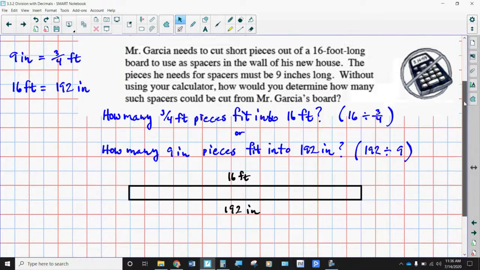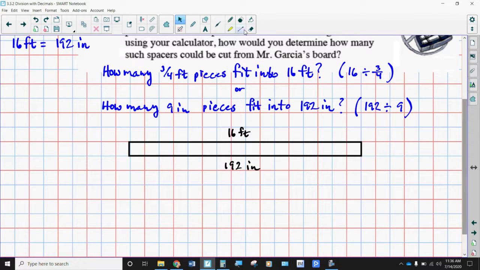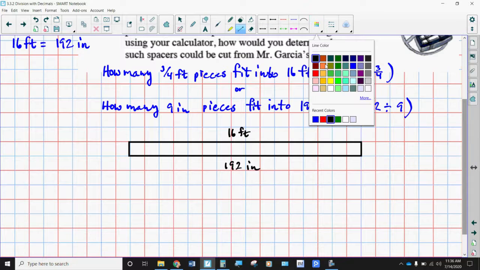Now, if you want to look at the visual of this, we can get an idea of what that answer is going to be. Let me change this so it's a little bit thinner, and let me make it so it'll stand out. So I'll make it red. So this is 1, 2, 3, 4, 5, 6, 7, 8, 9, 10, 11, 12, 13, 14, 15, 16 feet, right? So 16 boxes. I made each one of those boxes 1 foot. It's also 192 inches, right? Because we did the conversion up there.